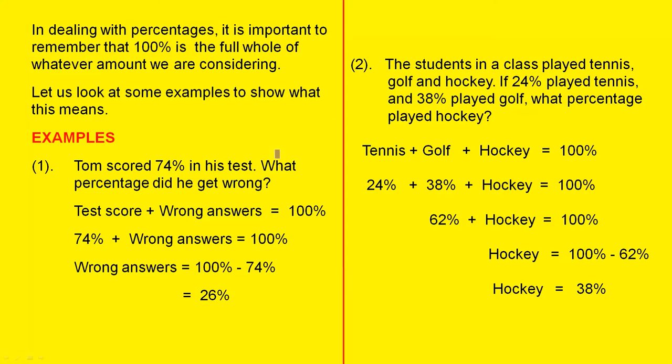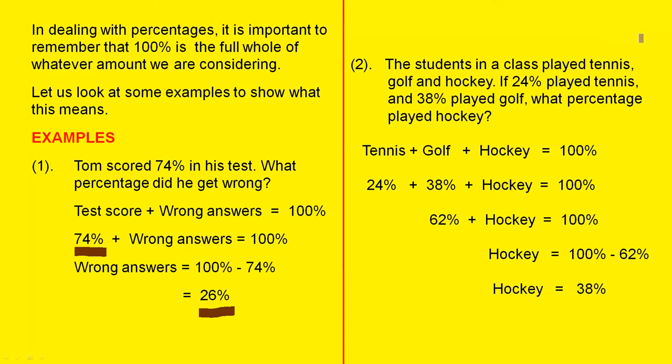First example. Tom scored 74% in his test. What percentage did he get wrong? So the test score, that's whatever Tom scored, plus the wrong answers, has to be 100%. So 74% plus the wrong answers must be 100%. So the wrong answers will be 100% minus 74%, and that's 26%. So what we're saying is that the 26% plus the 74% gives you 100%.